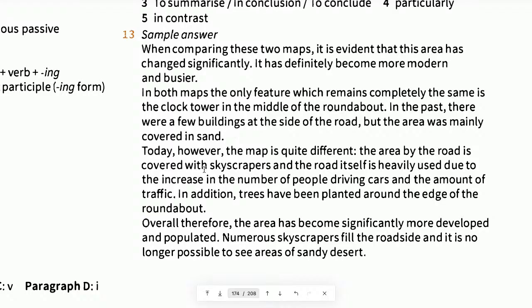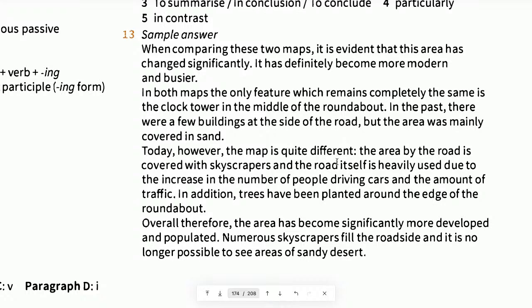All right. Today, however, the map is quite different. The area by the road is covered with skyscrapers, and the road itself is heavily used due to the increase in the number of people driving cars and the amount of traffic. Wow, this is a very long sentence, right? Okay, now tell me the tenses. So first of all, the first sentence first. Today, however, the map is quite different.